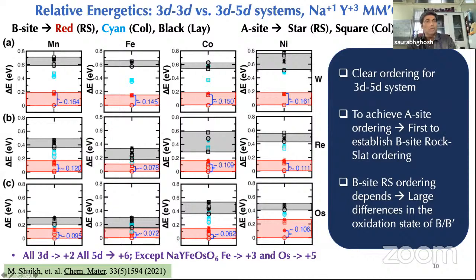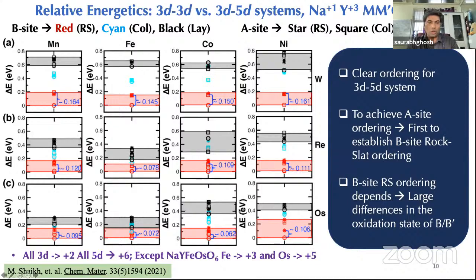Here you can see we have considered these 12 3D-5D combinations in A prime, B B prime, M M prime O6, where sodium is +1 and yttrium is +3. So the M and M prime summation is again +8. But now the M and M prime oxidation states can be separated. In these combinations, we have considered manganese, iron, cobalt, nickel as 3D and tungsten, rhenium, osmium as 5D.